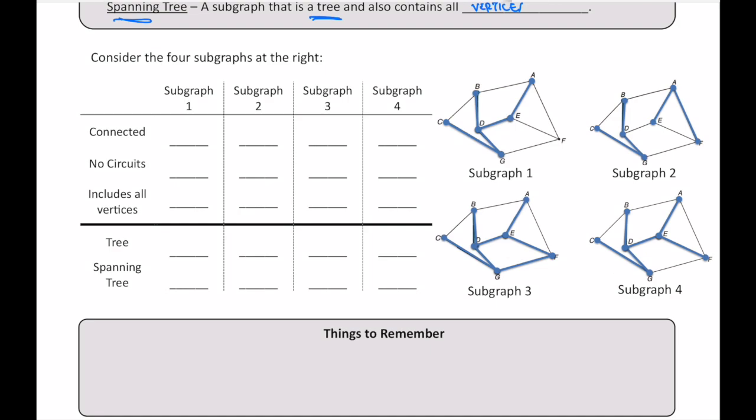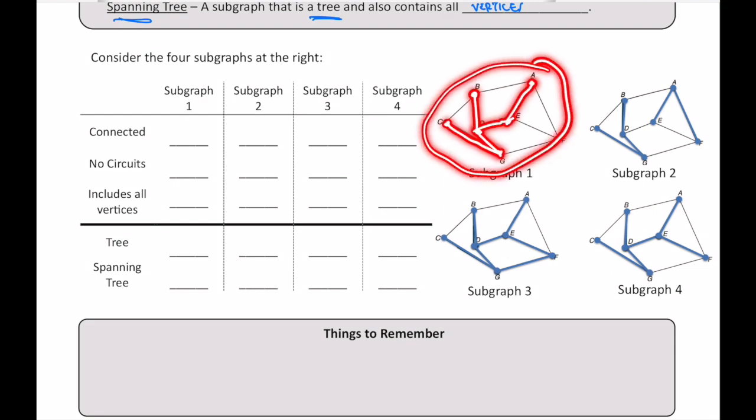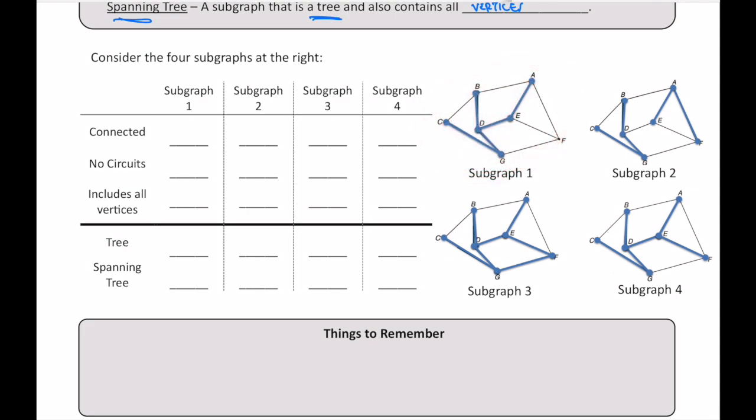So let's take a look at subgraph number 1. If we look at all of those points there, between any line there, everything's connected. We can contain everything inside one circle. So that's going to be connected. Are there any circuits in subgraph 1? Well, if we start at any location, can we loop back into itself? No. So there are no circuits. That's also true. So right now, we have a tree. Last part, do we contain every single vertex? Well, in subgraph 1, we are missing vertex F.